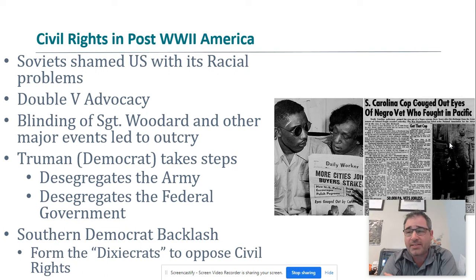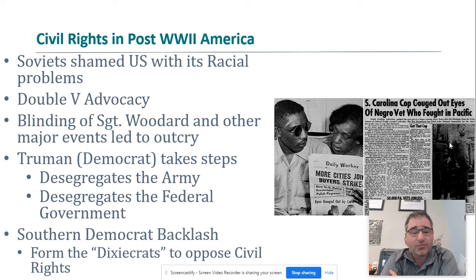Harry Truman pushes through, I believe, an executive order to desegregate the Army, and further desegregates the federal government. So it takes these radical steps of integrating the armed forces. There is a backlash against this in the South. Southern Democrats, which supported Jim Crow laws, do not want integration. They're going to be pro-segregation.